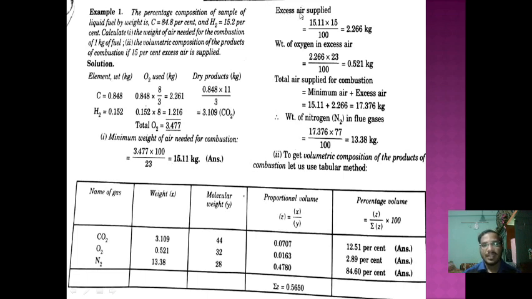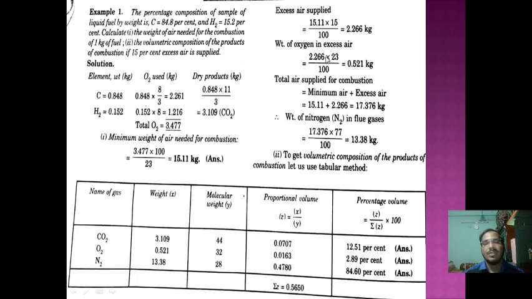The next, express air supply. Here we are expressing how much air is there. Said 15% air is supplied. Then here 15.11 into 15 by 100. Here the 15% is saying. So we multiply by 15 by 100 to know how much air we are supplying, in terms of kg excess air, and weight of oxygen in the excess air.